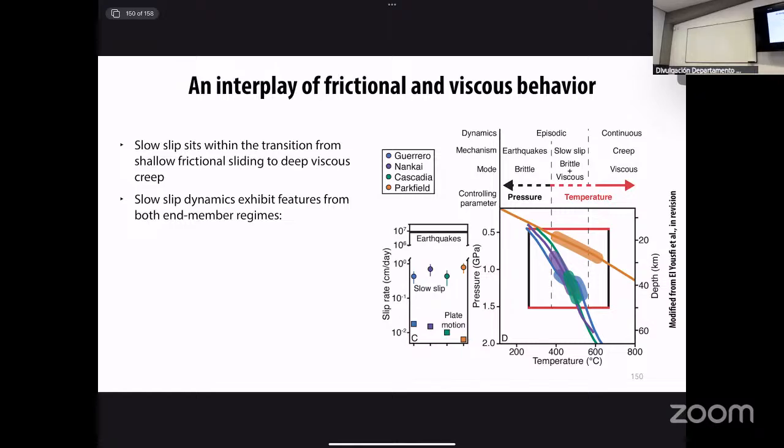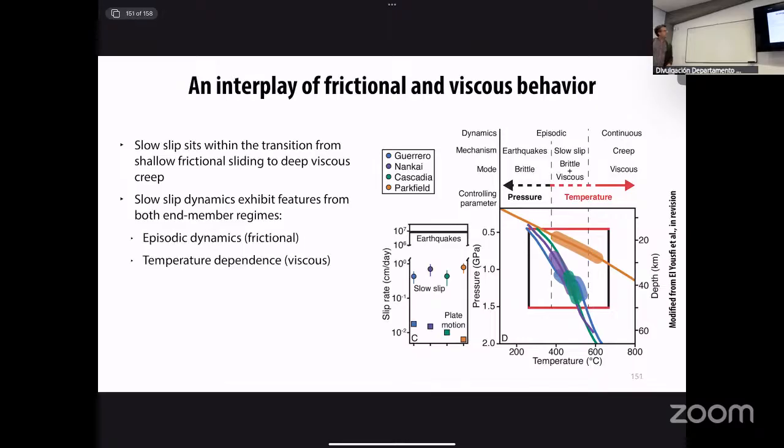So here, if you think about the dynamics, both earthquakes and slow slip are episodic, whereas creep is continuous. You would think earthquakes to be brittle and creep to be viscous. Earthquakes could be controlled by pressure, but temperature to control both slow slip and creep. And so you sort of end up in the middle here, where you think that slow slip should be some combination of frictional and viscous behavior.